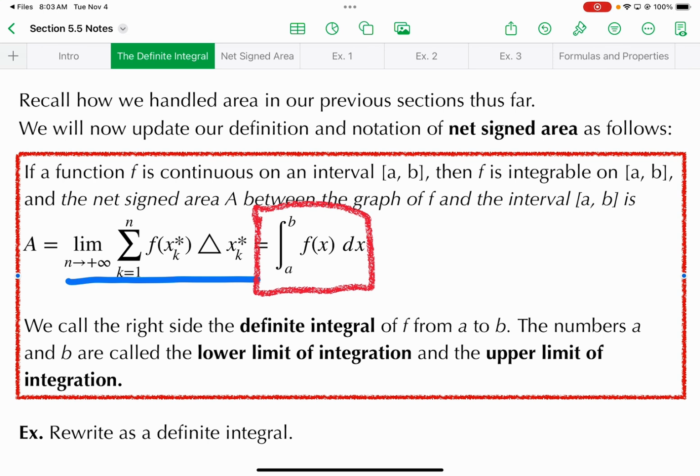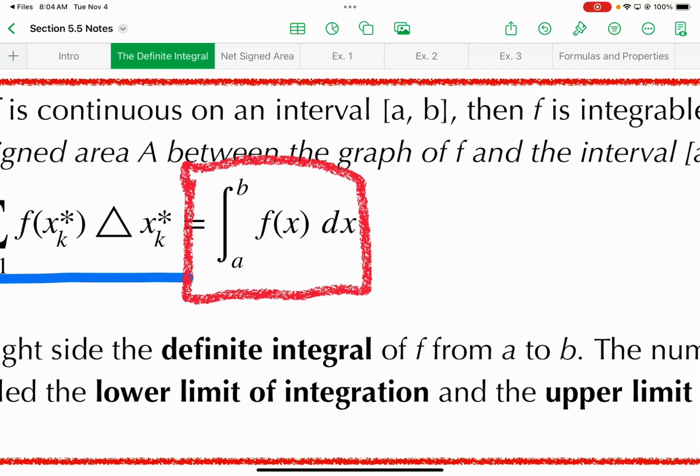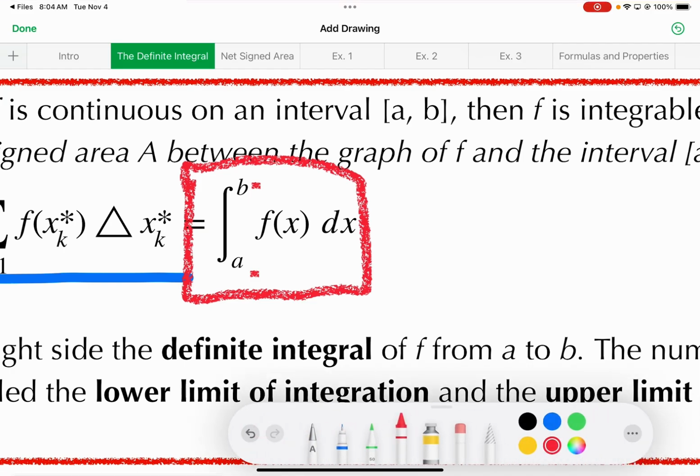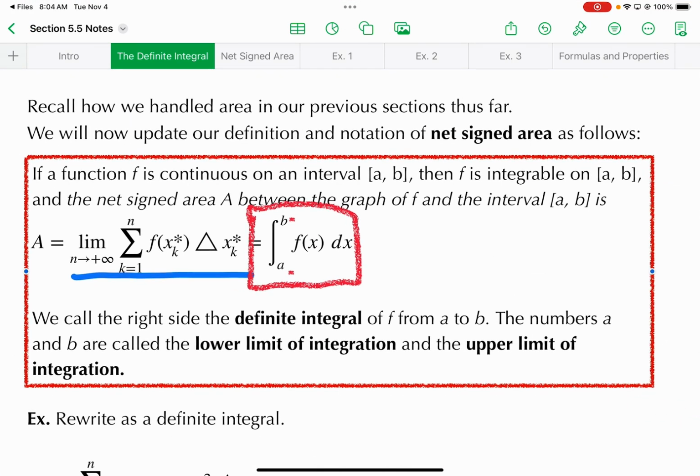This long, skinny S right here is our integral symbol. What it represents is us taking our antiderivative, and we've seen that before, okay? What's different now is that I tag some numbers along with that integral symbol. So we've got an A and a B, and what this indicates is us finding the area under the curve on that interval, okay? The right side, the part that I have boxed in red, is what we call our definite integral of f from A to B. The numbers A and B are called the lower limit of integration and the upper limit of integration, okay?